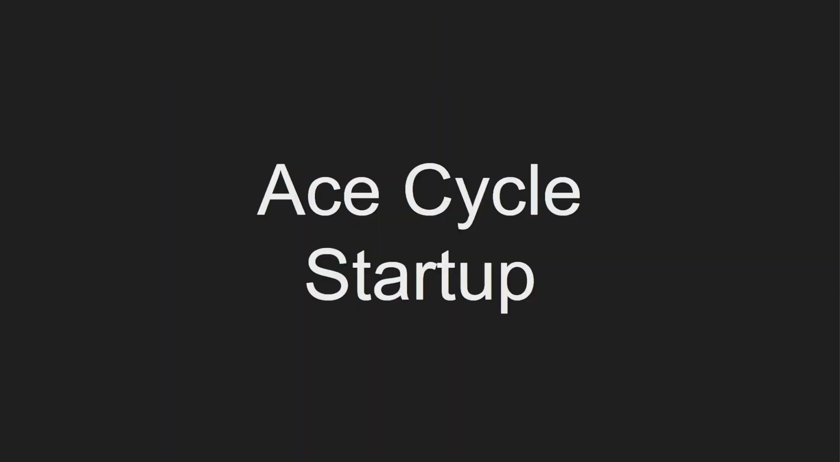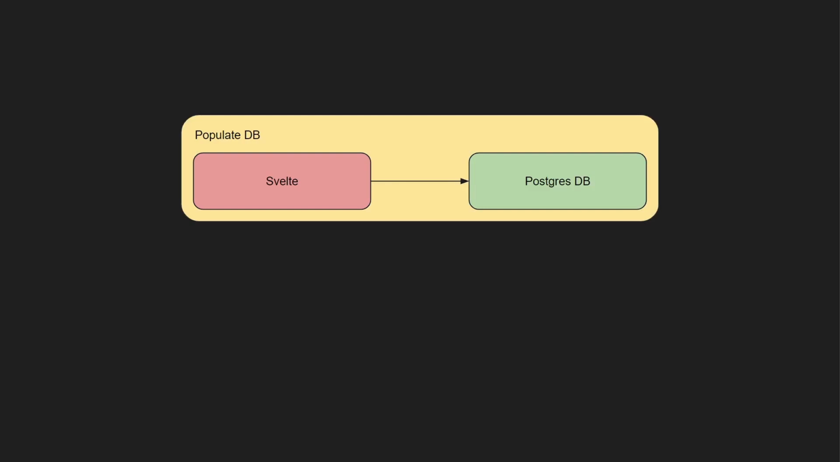Now for how the ACE cycle is started. First, the Svelte front end is started up. This provides a UI for the user to interact with where they can input the identity, reasoning, ancestral, control, and data prompts into Postgres, thus populating the DB. Here the user can experiment with the prompt engineering and see the results through the UI.